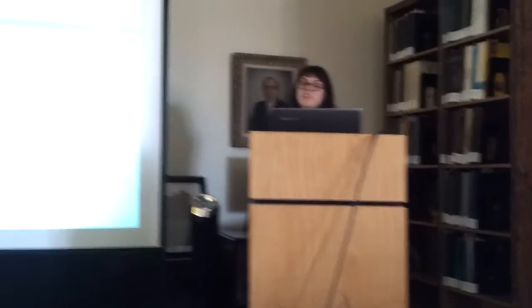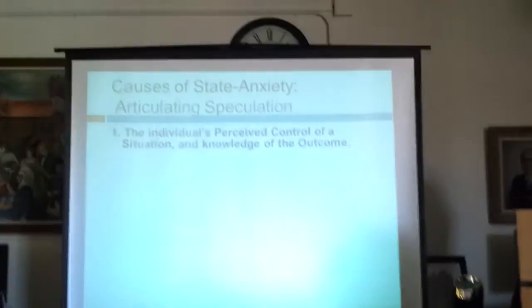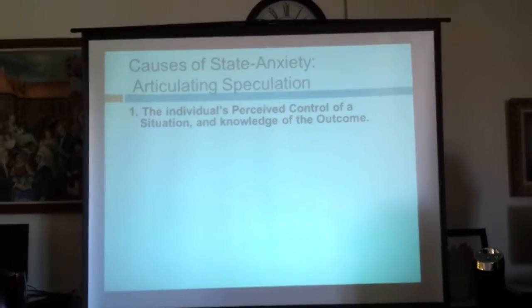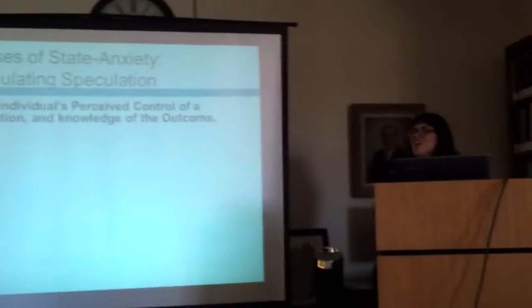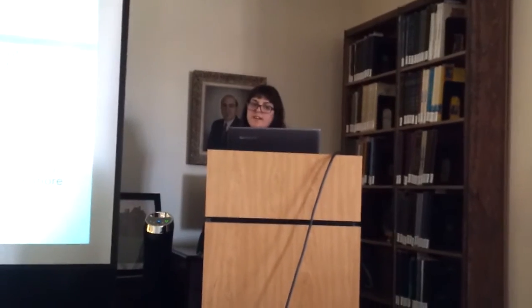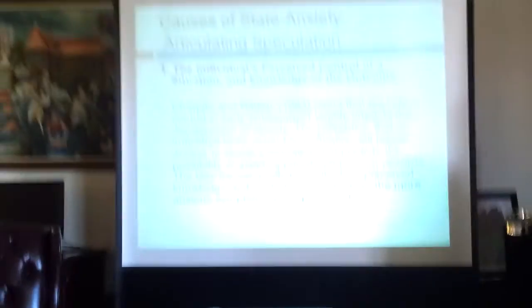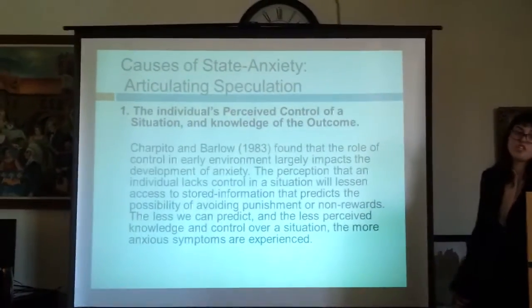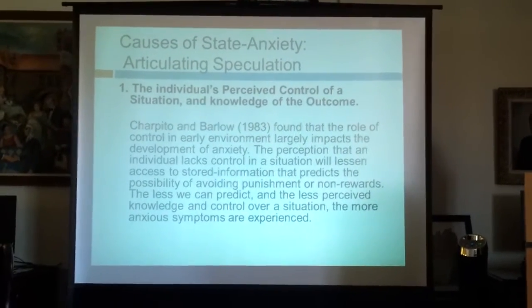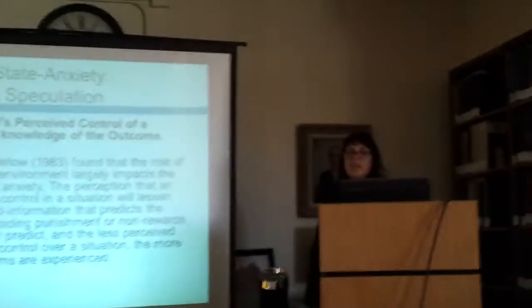So, the first rationale I found was that an individual's perceived control of a situation and their knowledge of the outcome is a huge way of weighing how much anxiety that person is going to experience. So, Carpino and Barlow in 1983 found that this largely had to do with child development, and that the role of control in early environment largely impacted the development of anxiety later on.